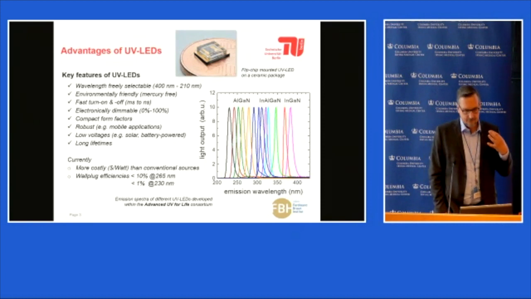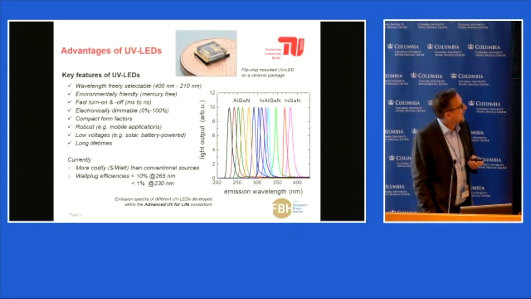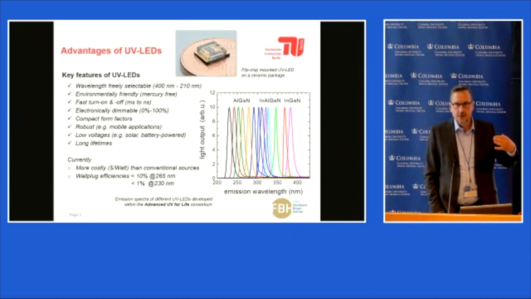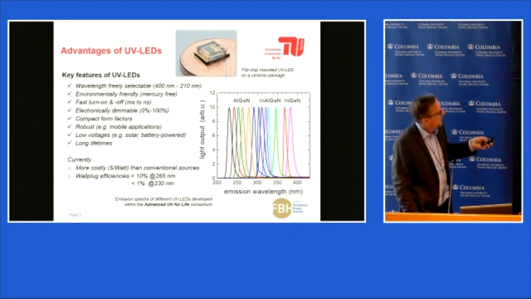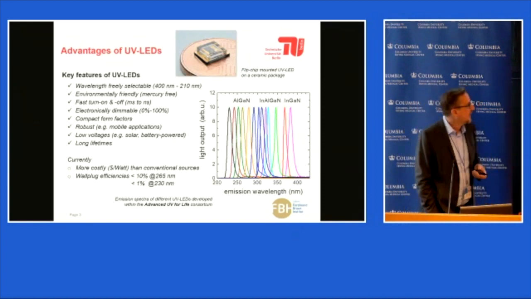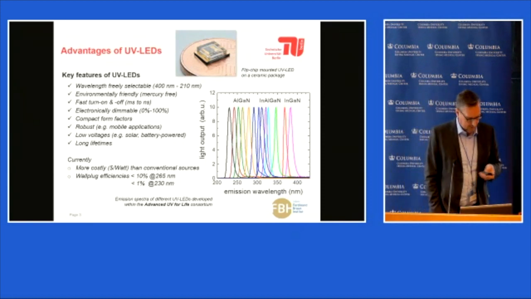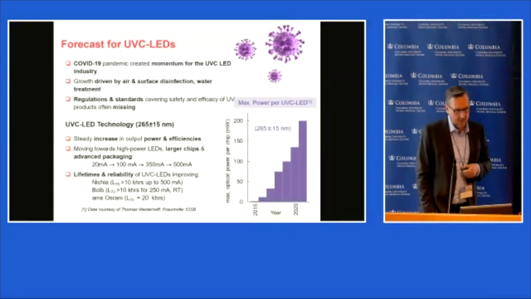Currently, the cost factor is an issue for many applications. So the dollars per watt and also the wall plug efficiencies are not yet up to par with the competing technologies. In the disinfection band, wall plug efficiencies are not quite reaching 10% yet for commercial products. And for Far-UVC, they're still below 1%. And this is what I'm going to discuss in this talk in more detail.